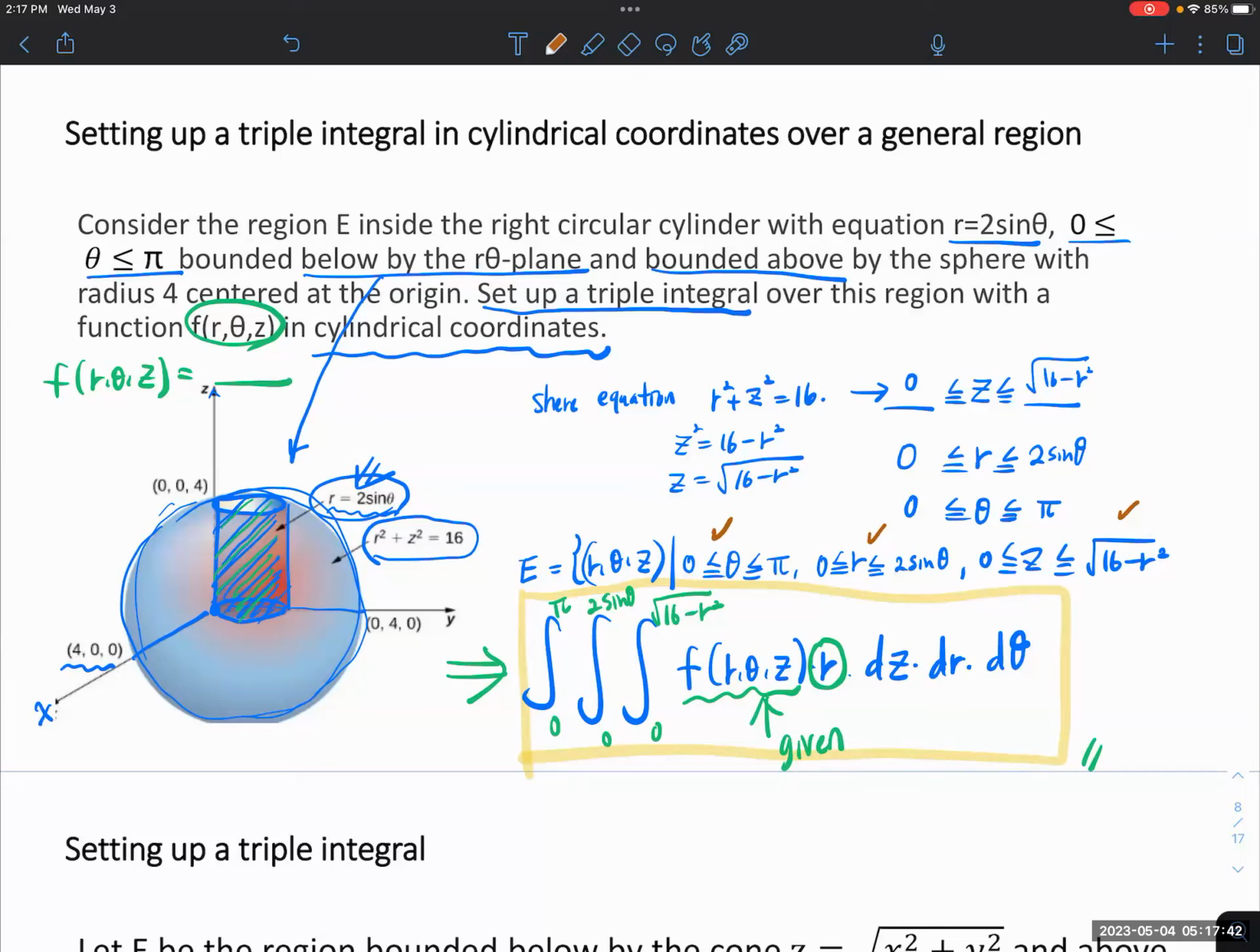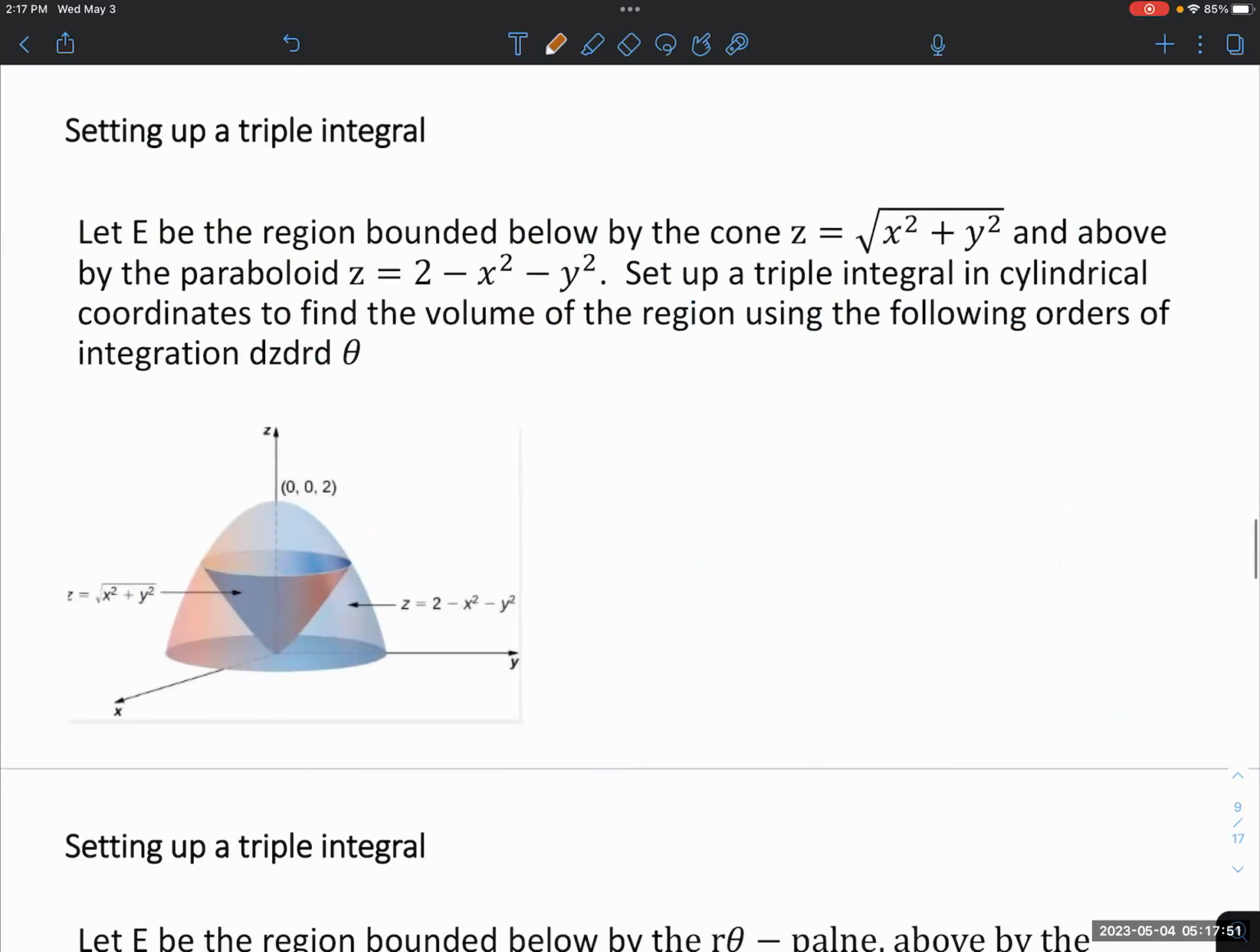Can you guys show me your invisible thumbs up? Are you guys okay so far? So let's take a look at one more. So here, same thing. I'm not going to solve it, I'm going to set up a triple integral. Good, good, good. Okay, thank you, thank you.